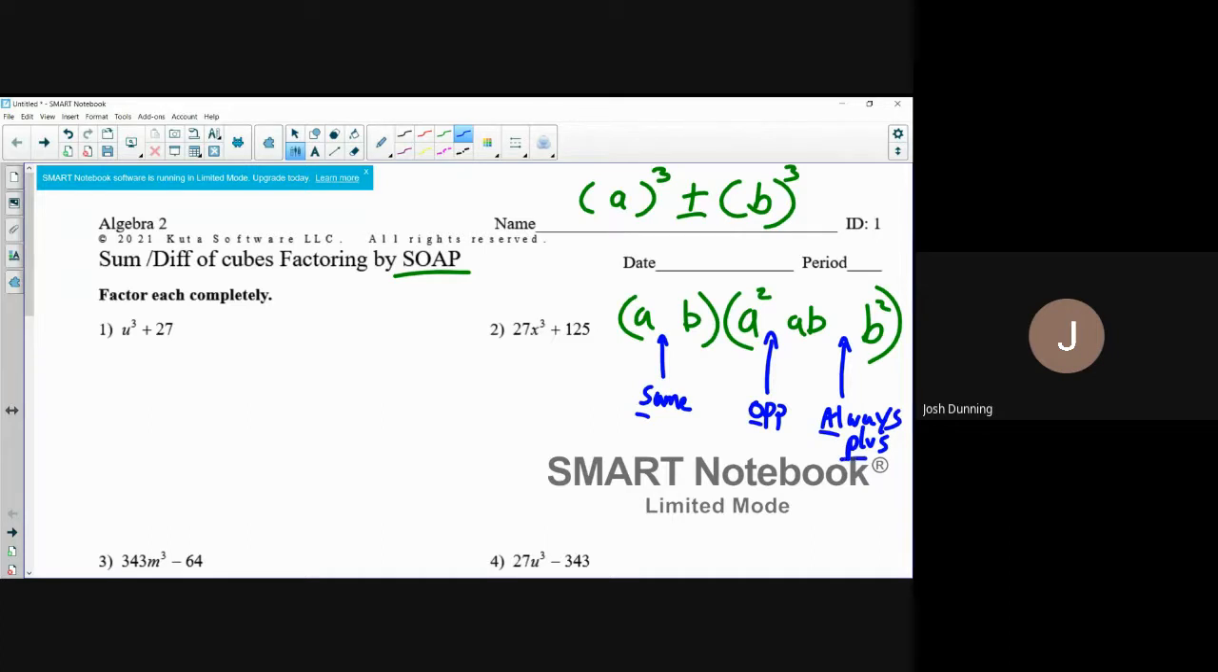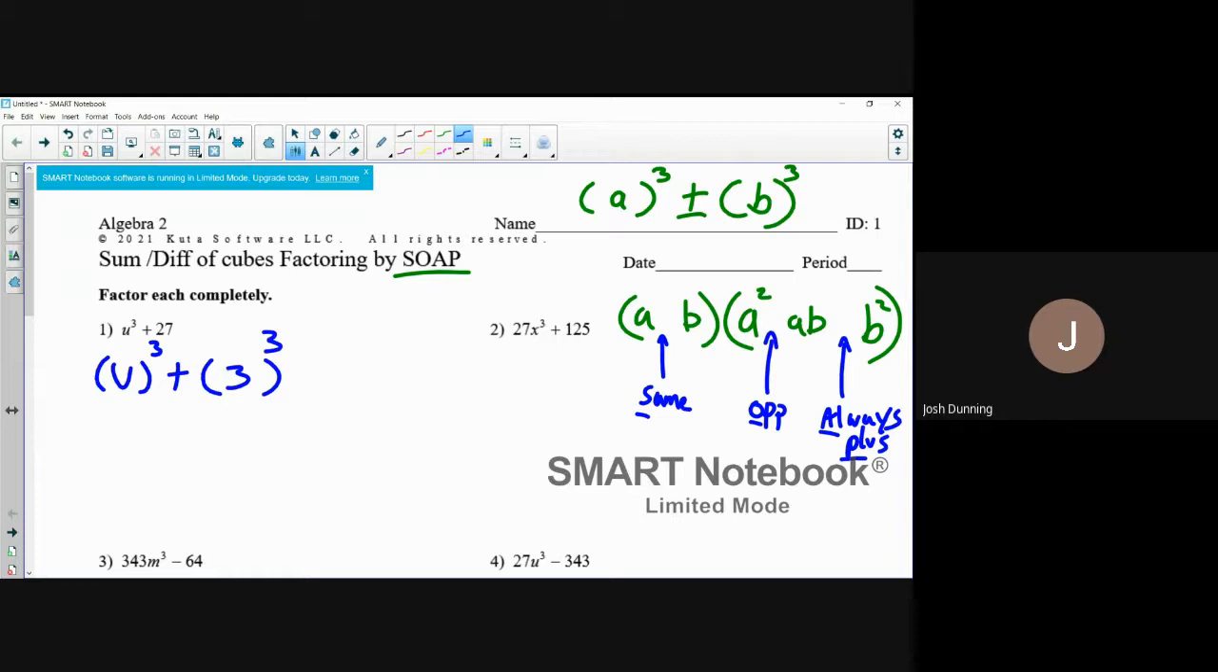All right, well, we got to drop this down to the cubic roots. The first one's easy. You raise u to the third power to get u cubed. The second one, the cubic root of 27 is 3. 3 to the third power is 27.